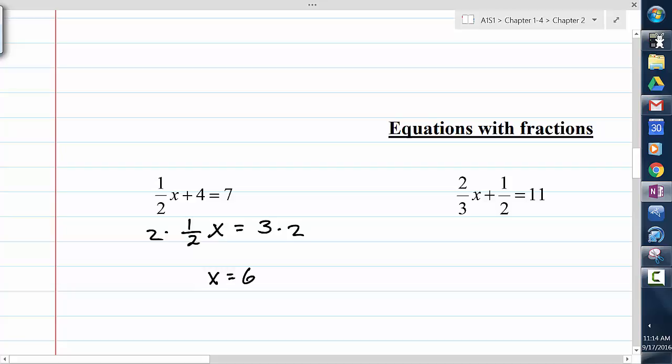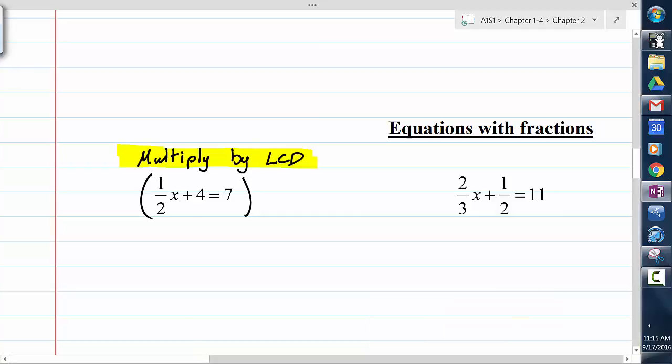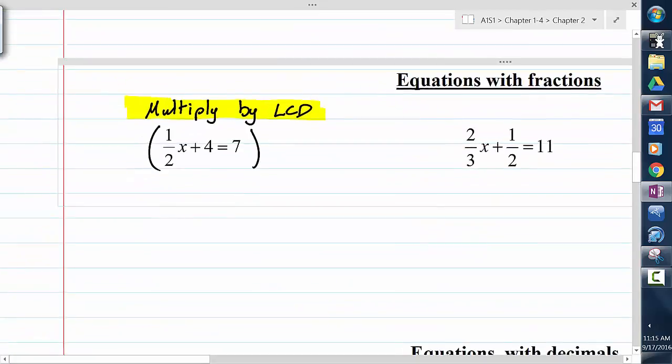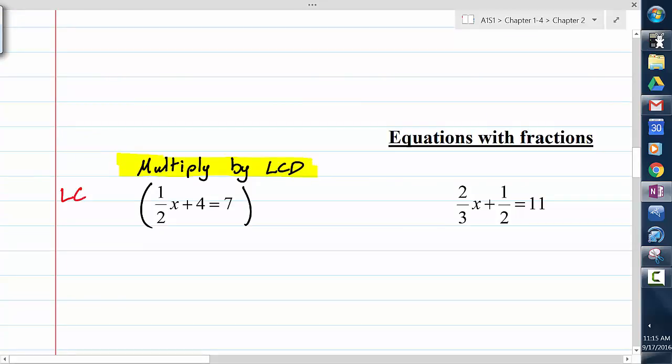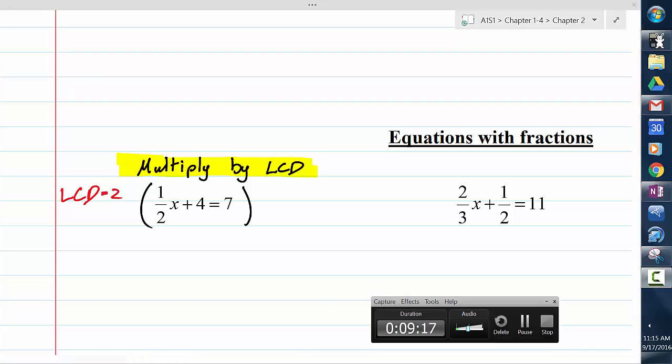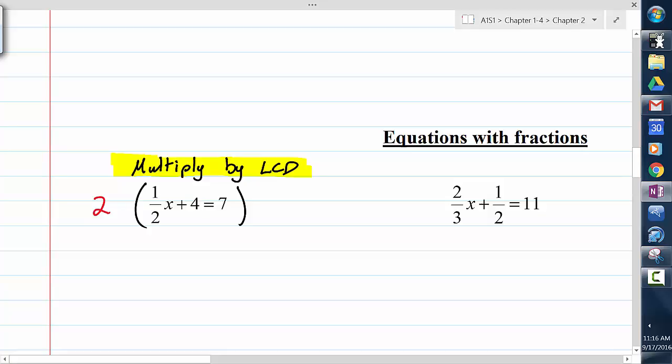It's fair. When I have fractions, I like to get rid of the fractions from the very beginning. So I'm just going to multiply by the least common denominator. There's only one denominator, so the least common denominator in this case is equal to 2. So I'm multiplying this whole thing. We can multiply the entire thing by 2.